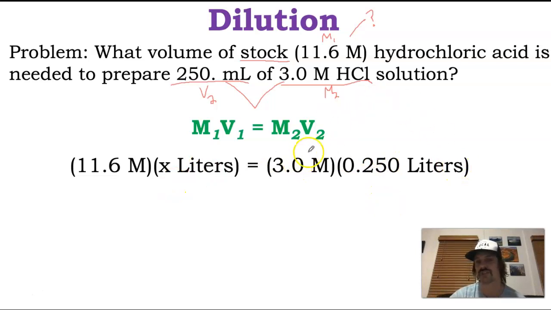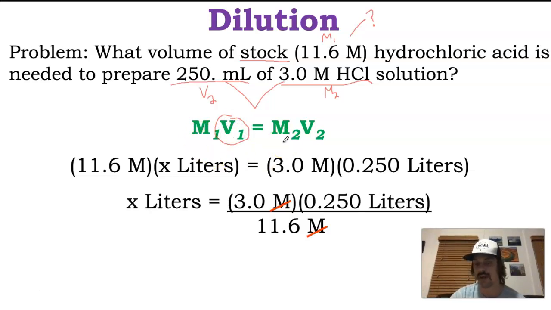So my M2 is 3, my V2 is 0.25, my M1 is 11.6. I'm calculating V1. How do I calculate V1? I divide by M1, and when I do, I end up with my volume. So it looks like I need 0.065 liters of my strong solution.